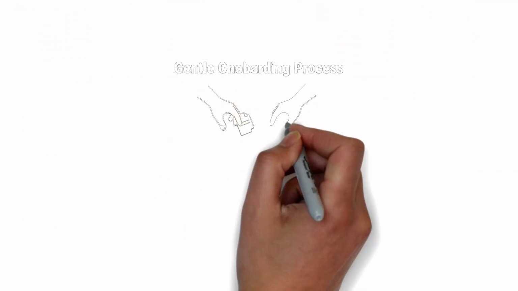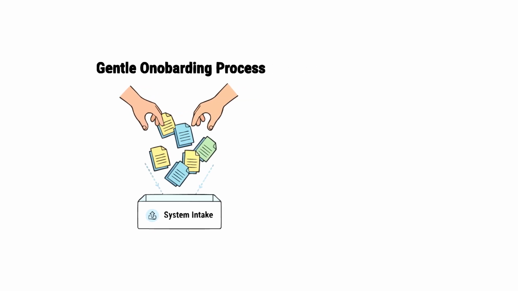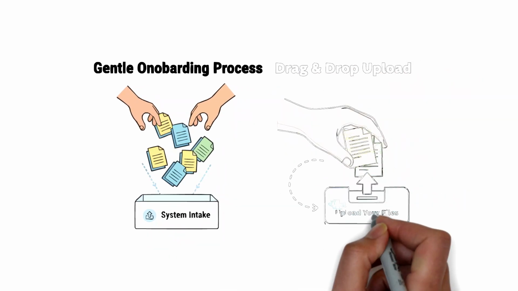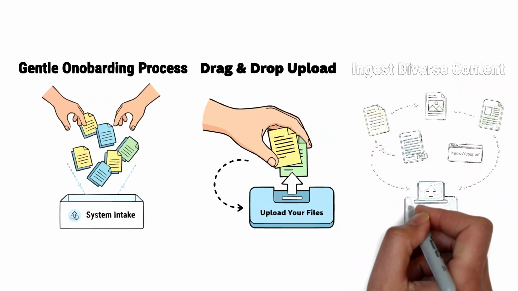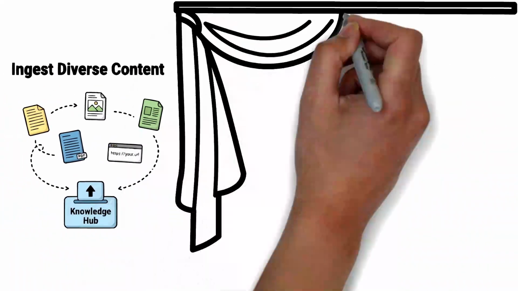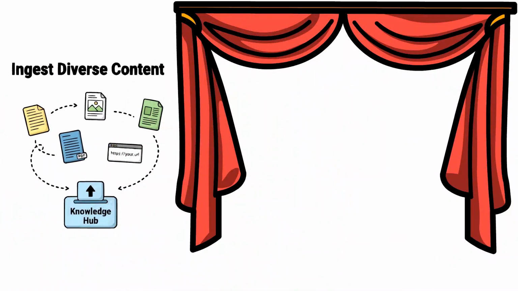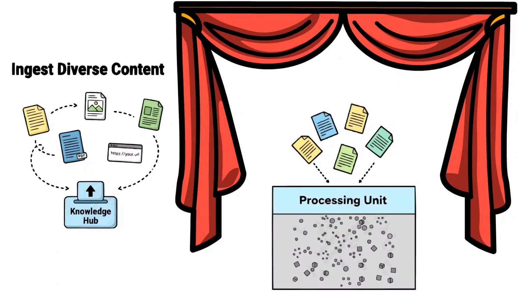The first step is to feed the system your knowledge. In most no-code RAG platforms, this is as simple as dragging and dropping your files. You can upload PDFs, Word documents, text files, or even connect to a URL to scrape a website. Behind the scenes, the platform automatically handles chunking and embedding and loads everything into a vector database. This is the indexing phase.